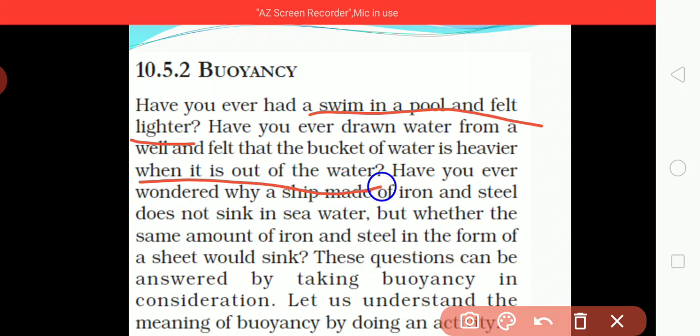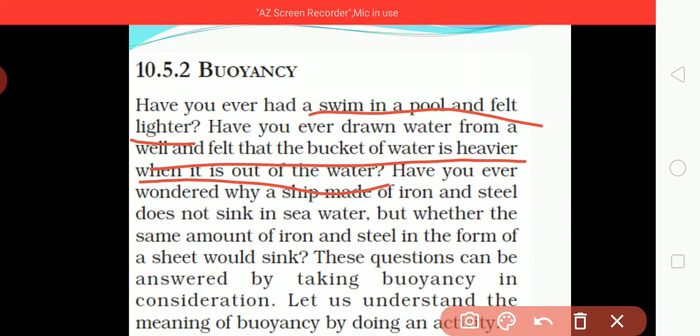Whenever we are drawing water from the well, we can see that when the bucket is under the water, at that time its weight is less. But when it comes outside of the water, at that time we feel that the bucket has a higher or heavier weight.